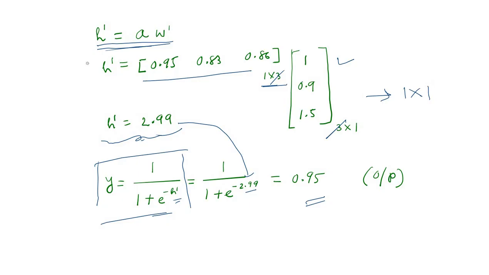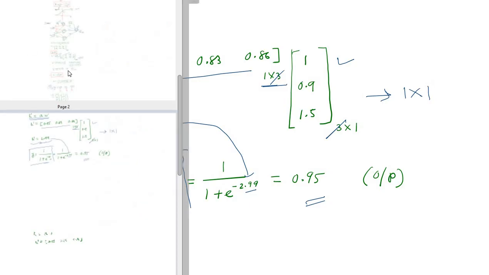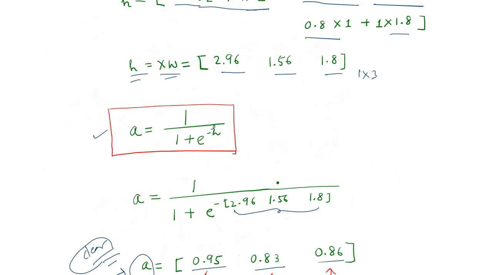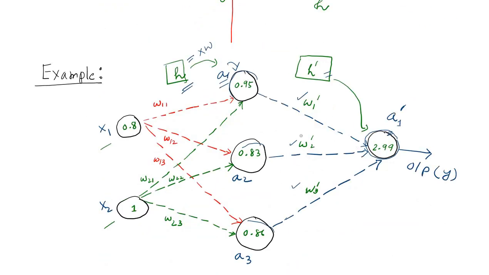Hope the idea is clear to everyone. Let's come back to the previous slide. This is how we get the output, by computing h, a, h dash, with the values coming from x1 and x2 as input with the different weight vectors. So this is all about the basic concepts of the artificial neural network.